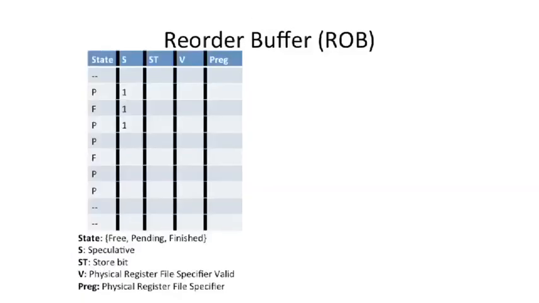OK, so here is a basic reorder buffer. If you look in some books, they have a lot more data stored in a reorder buffer, but this is the minimal reorder buffer you need for an out-of-order pipe. And this reorder buffer is used to keep track of in-order committing of instructions, but things will be put into it out of order. So let's first talk about the information in here.